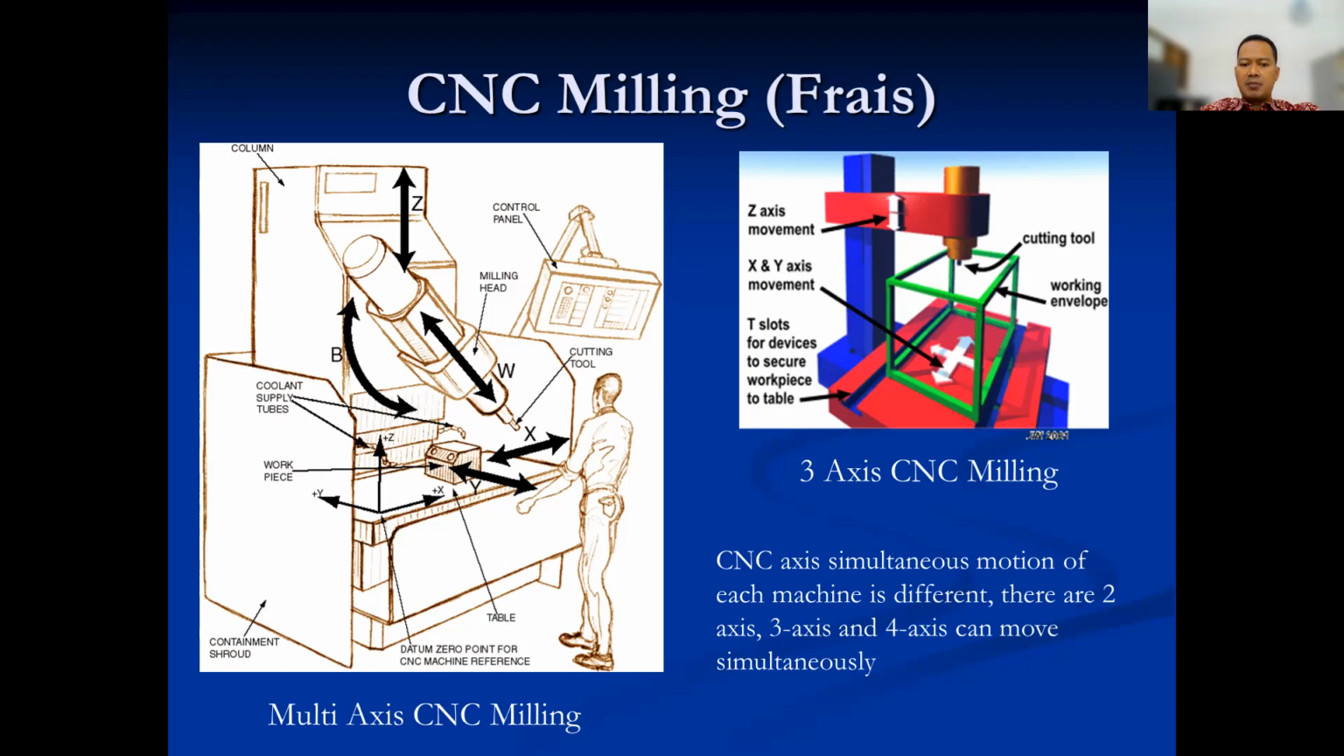And then for the multi-axis, there are 2 additional axes here. For example, this is the W axis and B axis. So there are X, Y, Z, and W and B. B is a rotation of the tools, and W is the axis movement of the tools. This is different from the Z. Z is still vertical, but the W movement depends on the tool position.